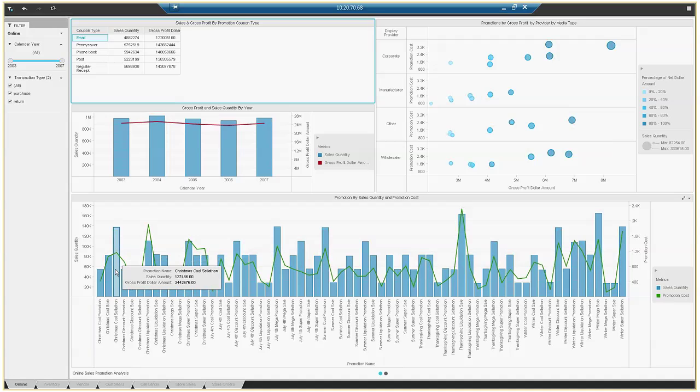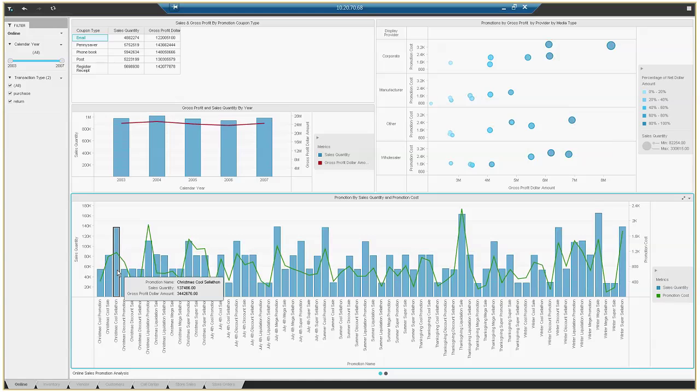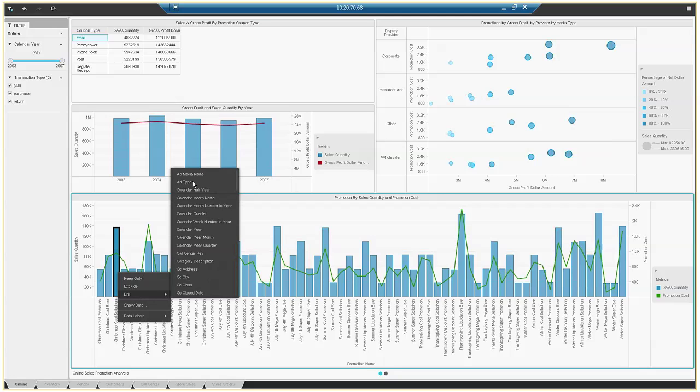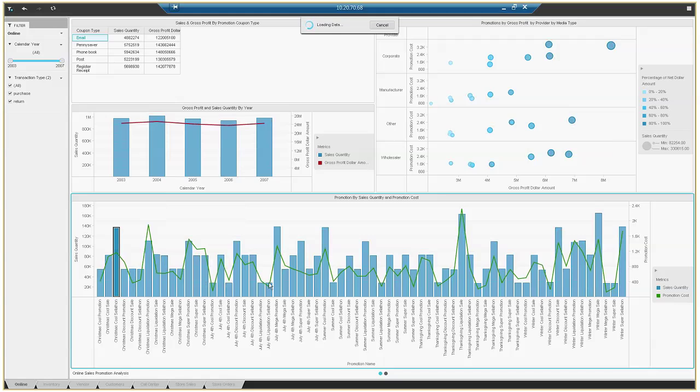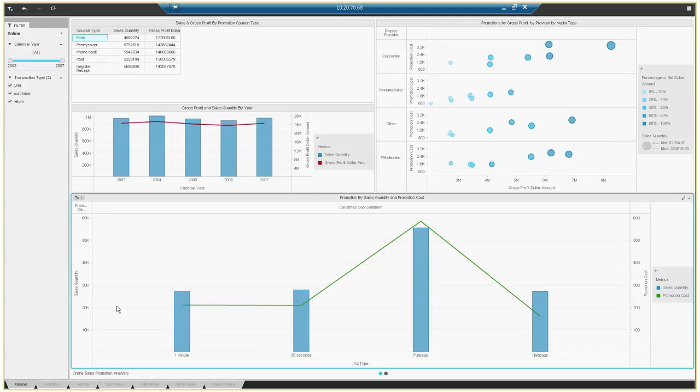One of the nice things that we can do with this visual is simply right-click on any one of those bars and further drill into another particular business dimension. In this case, let's take a look at the advertising type. So every one of these bars, you have the ability to right-click and drill down into more information, and then it's going to present for this particular promotional type, which is the custom Christmas cool sell-a-thon, the ad media type, which is what we clicked on before.